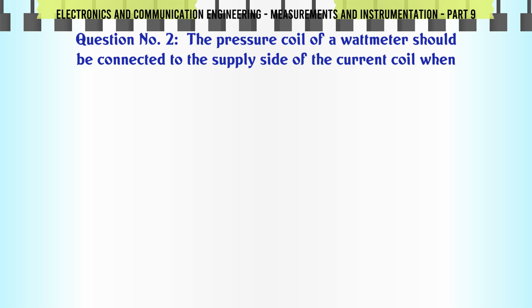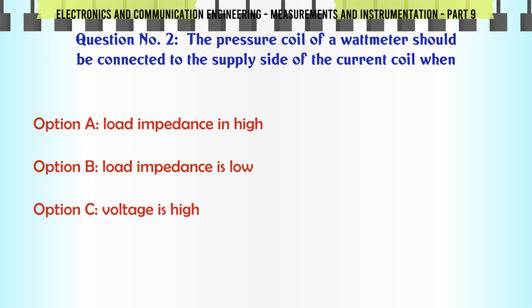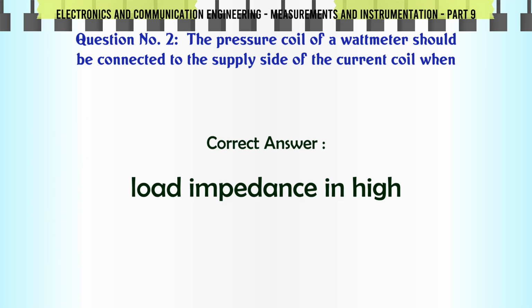The pressure coil of a wattmeter should be connected to the supply side of the current coil when: A, load impedance is high; B, load impedance is low; C, voltage is high; D, voltage is low. The correct answer is load impedance is high.